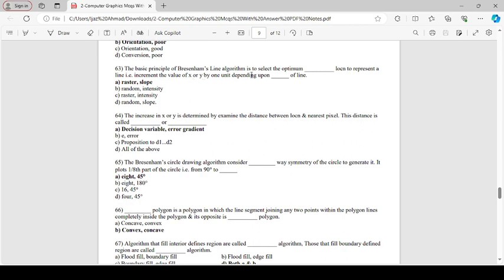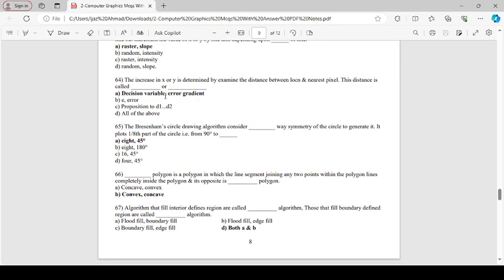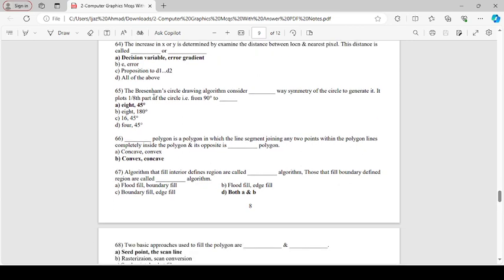The basic principle of the Bresenham line algorithm is to select the optimum raster location to represent a line, incrementing the value of x or y by 1 unit depending upon the slope of the line. The increase in x or y is determined by examining the distance between the locus and the nearest pixel. The distance is called a decision variable or error gradient.